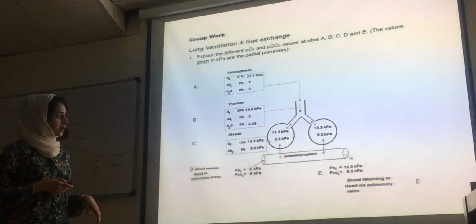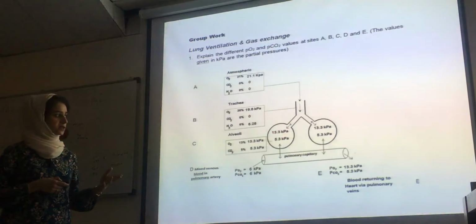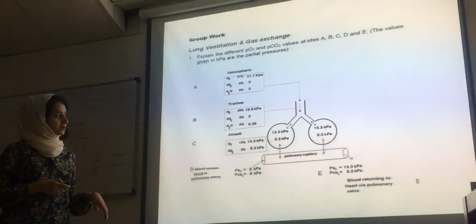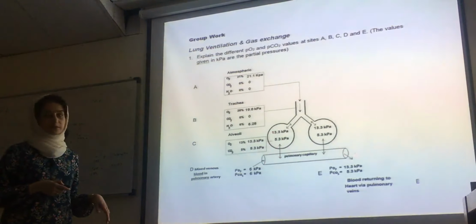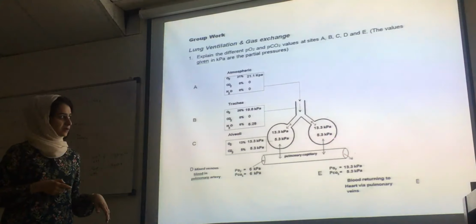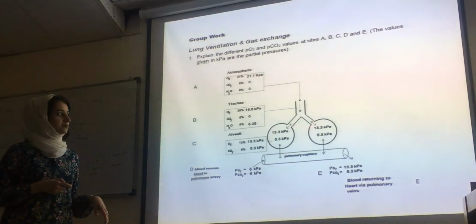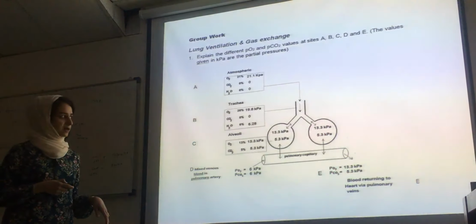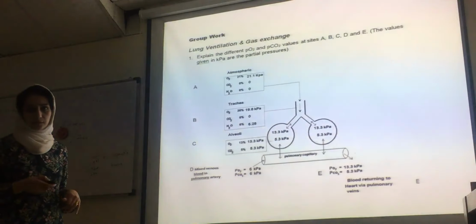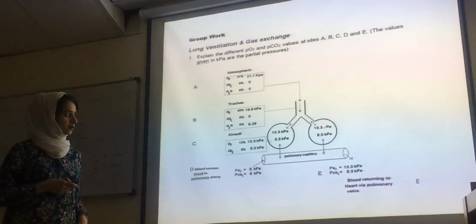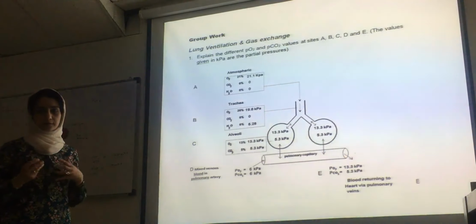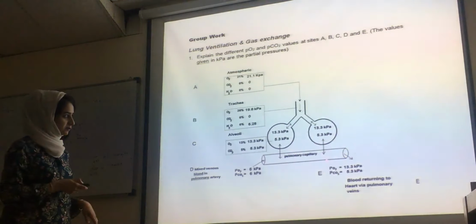And later what will happen? There will be exchange between the mixed venous blood and alveoli until both the alveoli and the blood become the same concentration. So after gas exchange, the PO2 and PCO2 of the blood will become like that of the alveoli, 13.3 kilopascal of O2 and 5.3 kilopascal of CO2. They become the same because of diffusion until there is no concentration gradient between them.